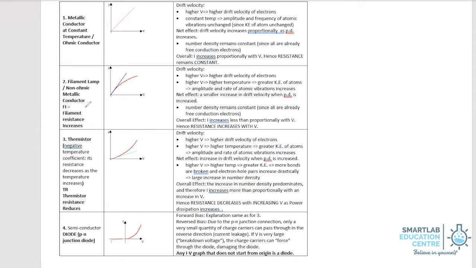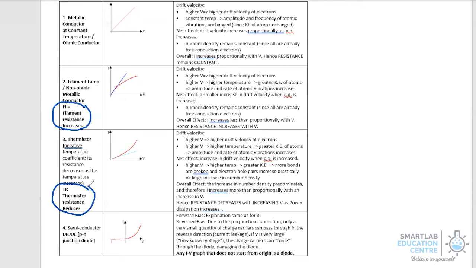A quick way to help you remember that the filament bulb's resistance increases is using the short form FI. F is filament, I stands for increase. As the potential difference increases, the resistance increases. Thermistors we can remember with the short form TR. So thermistor resistance reduces. We can remember that as the potential difference increases, the resistance of the thermistor decreases.